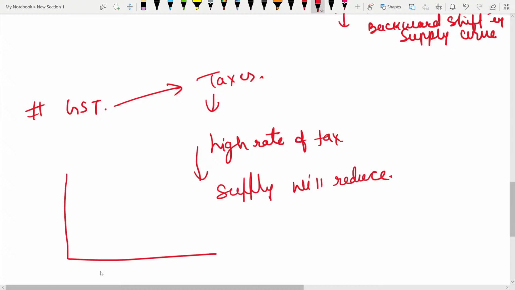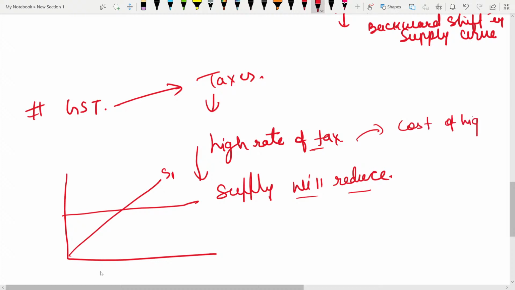As we see in the diagram, this is the original S1, and this is the existing price. Due to imposition of a high rate of taxes, supply will reduce because of the high cost of production, since the tax adds to the producers' cost of production. Therefore, the supply curve of the producers will shift backward. This is S2. You can see there's a drastic change in the quantity supplied.